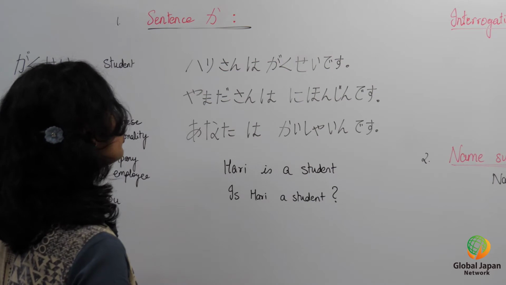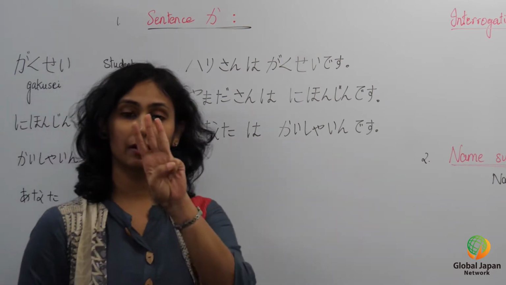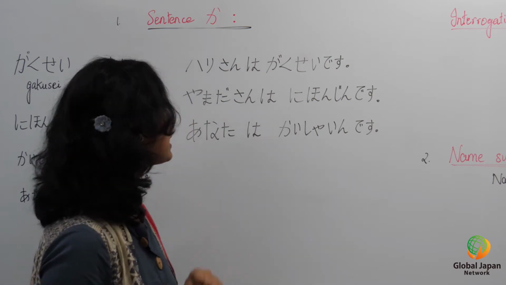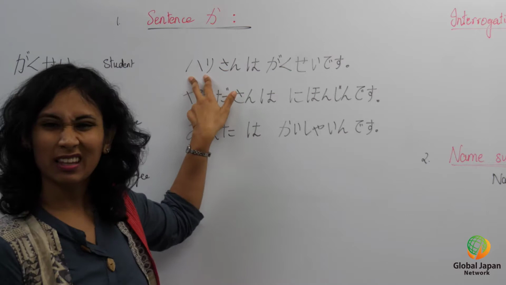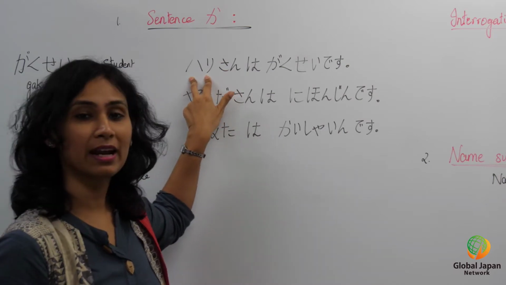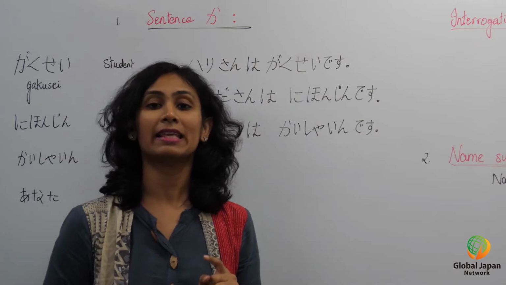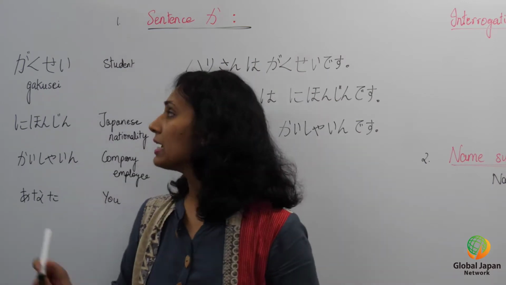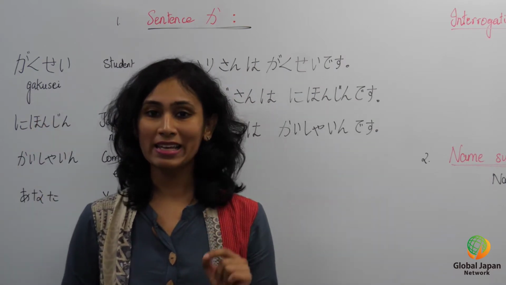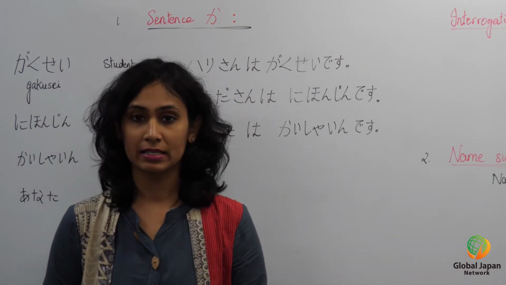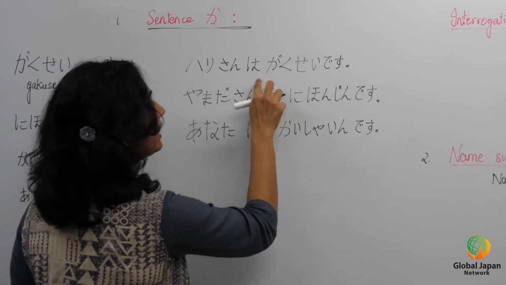Coming to doing this in Japanese, I have taken 3 sentences as examples. Let me read out the first sentence. This is katakana and it is read as Hari. Hari-san wa gakusei desu. Gakusei means student. I've written the meaning on the board here. So, Hari-san wa gakusei desu. The meaning of this sentence is Hari is a student.